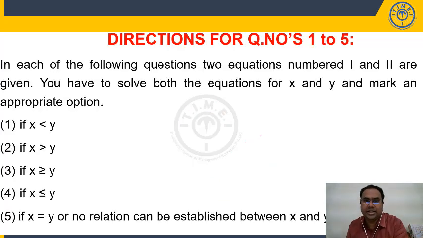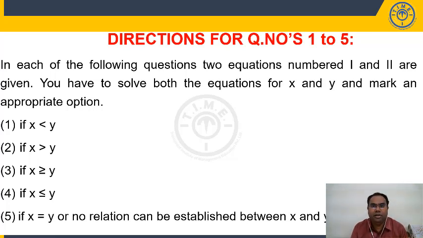Right, let us start discussing this paper. Directions for question number 1 to 5. Each of the following 2 equations numbered 1 and 2 are given. You have to solve both the equations for x and y. Mark an appropriate option. Mark option 1 if x is less than y. Option 2 if x is greater than y. Option 3 if x is greater than or equal to y. Option 4 if x is less than or equal to y. Option 5 if x is equal to y, or no relationship can be established between x and y.